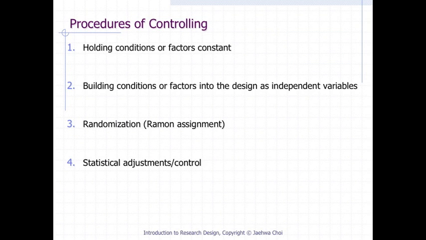There are 4 possible options of controlling. 1. Holding conditions or factors constant. 2. Building conditions or factors into the design as independent variables. 3. Randomization. 4. Statistical adjustments or control. The last option is beyond the scope of EDUC 295. Let's learn the first 3 options in detail.